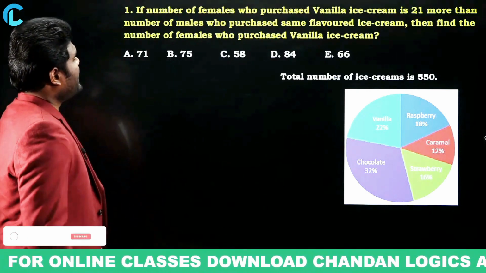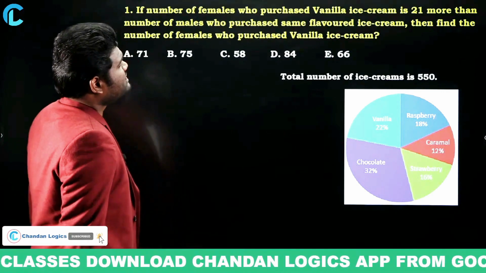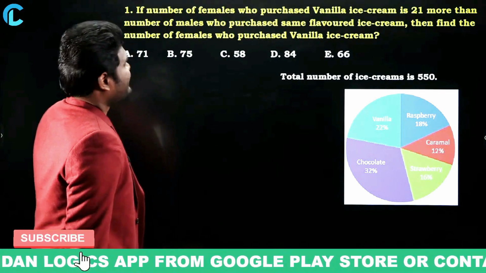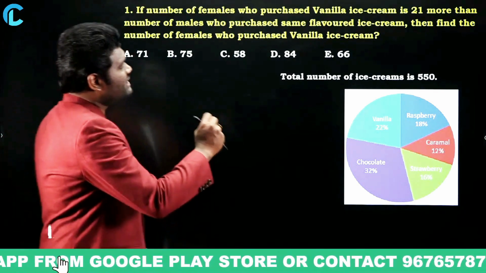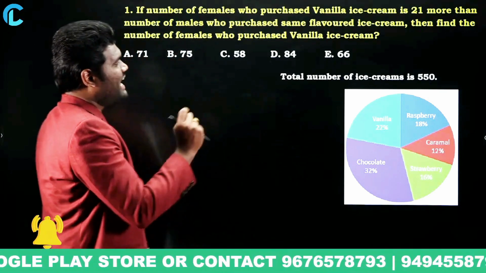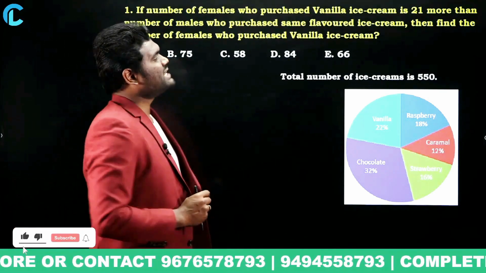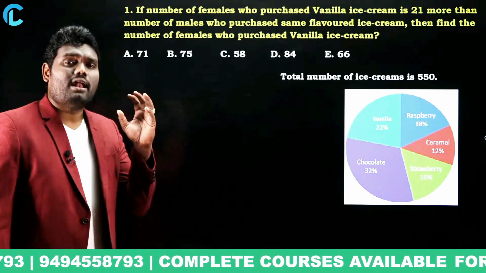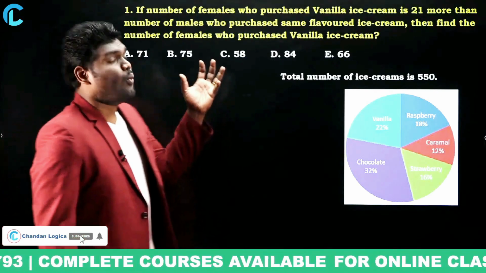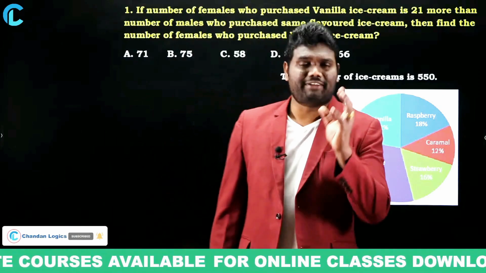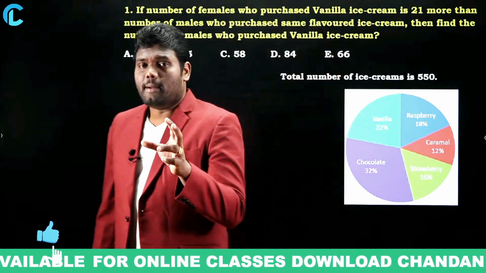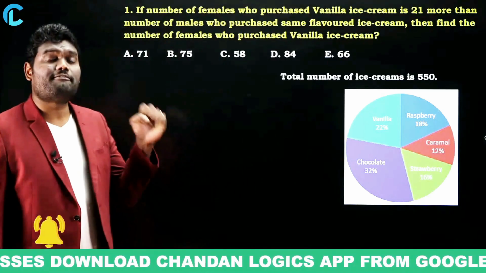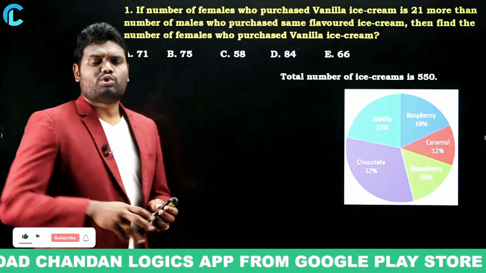First question: if the number of females who purchased vanilla ice cream is 21 more than the number of males who purchased the same flavored ice cream, then find the number of females who purchased vanilla ice cream. The question is asking how many females purchased vanilla flavor ice cream, given that they are 21 more than the males. Okay? So this is a very simple question.